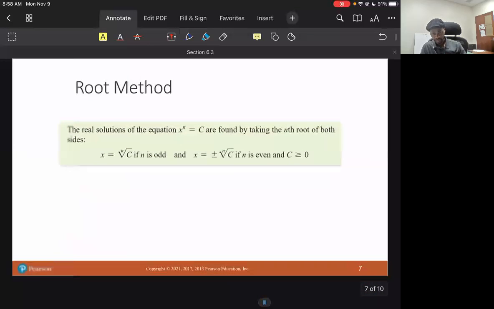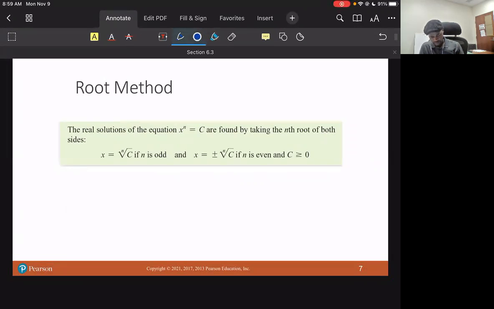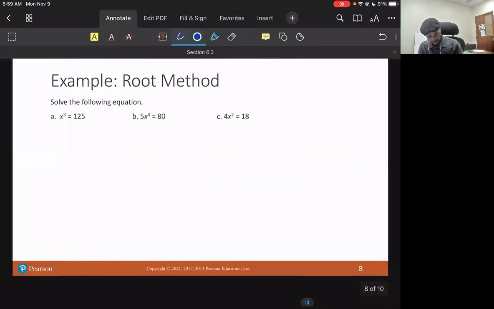Now the root method. We kind of went through this with just the square root method, but again, it extends to any index. That number there is called an index. So n could be a third, a fourth, fifth, sixth, and so on, but typically it has to be positive. You want to isolate your root term, and then you just use an nth root to solve. Let me show you three quick examples.